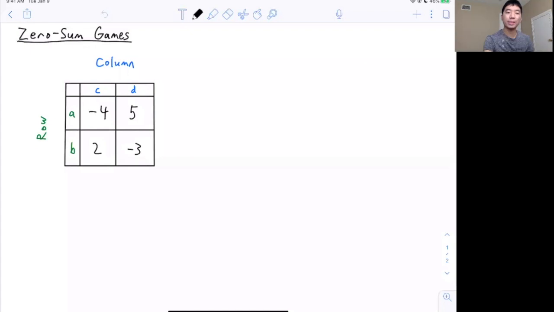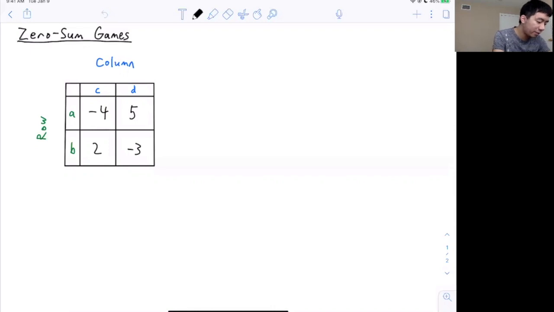Hey everyone, in this segment I'm going to be going over zero-sum games. So in a zero-sum game we have a payoff matrix like this. We have a row player and a column player. Here in this game we have two actions, A and B for the row player, and the column player can take one of two actions, C or D. And then in the grid you can see the corresponding payoffs.